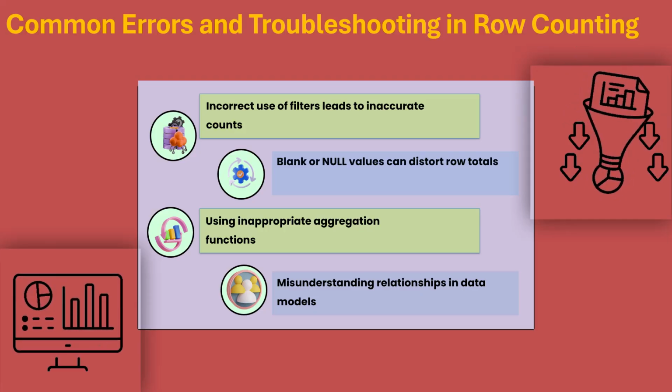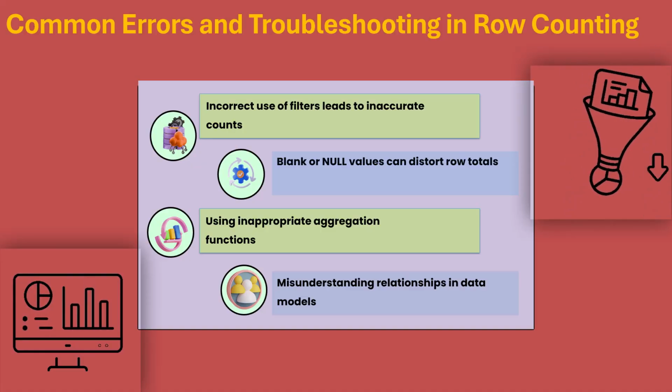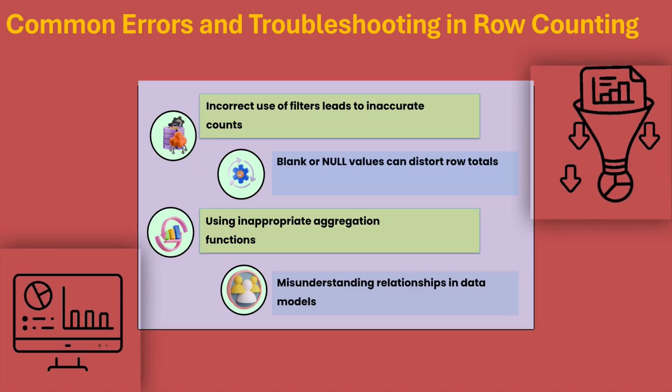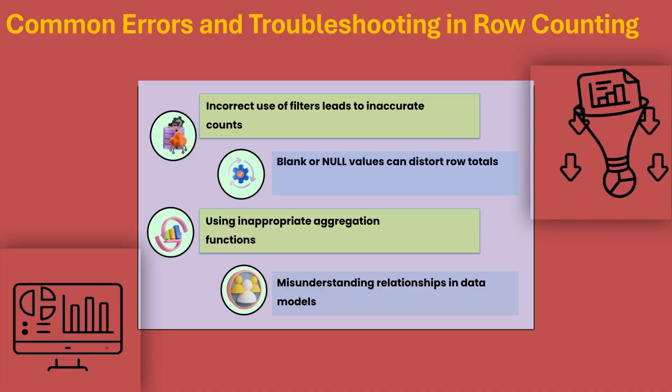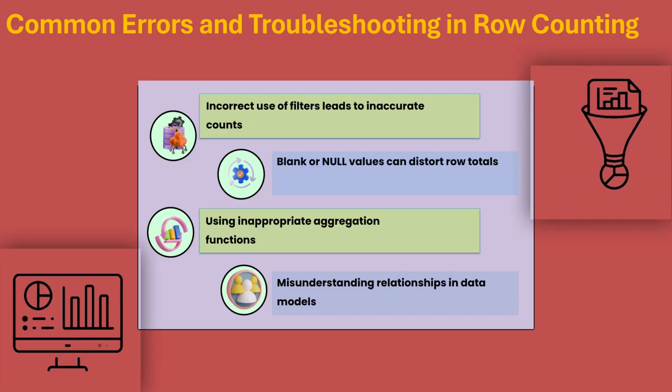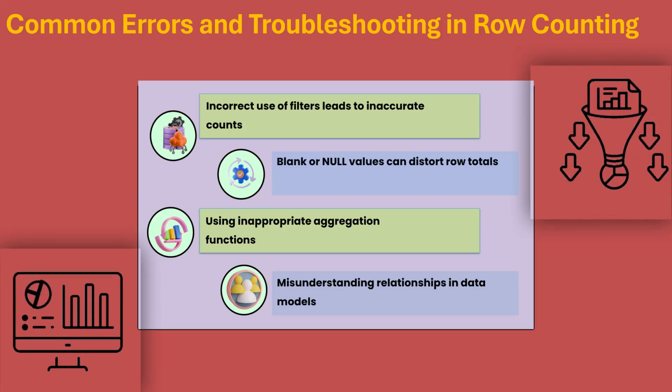Row counting sounds simple, right? Until you realize your numbers are way off. Filters can be sneaky, blank values love to play hide and seek, and some aggregation functions just don't want to cooperate. And let's not even start on relationships, because a messy data relationship is worse than a bad breakup. But don't worry, we'll untangle these errors together.